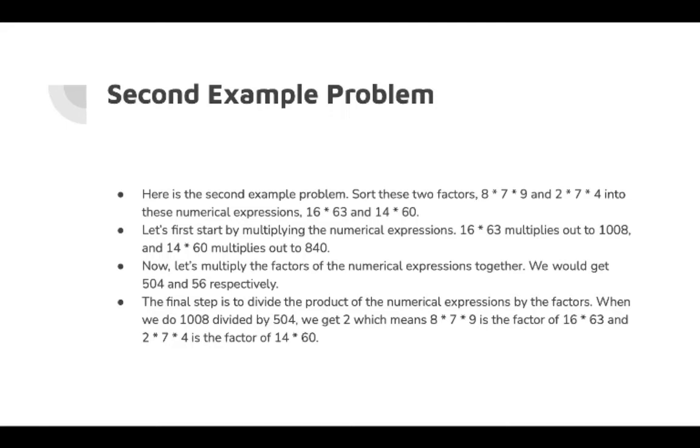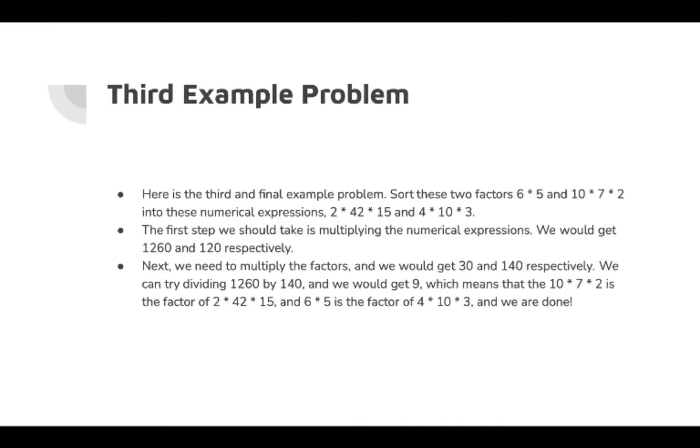Now, let's multiply the factors of the numerical expressions together. We would get 504 and 56 respectively. The final step is to divide the product of the numerical expressions by the factors. When we do 1008 divided by 504, we get 2, which means that 8 times 7 times 9 is the factor of 16 times 63, and 2 times 7 times 4 is the factor of 14 times 60.